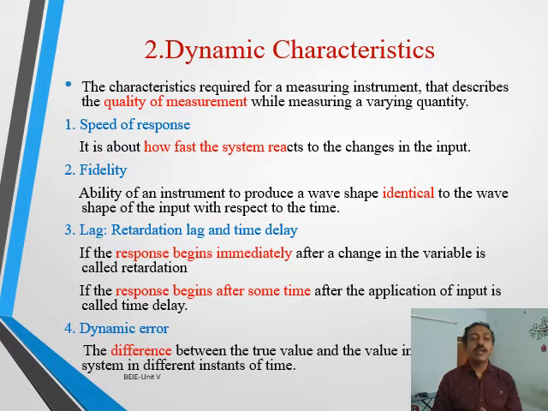Then fourth one is dynamic error. This error is due to some unknown causes. That is, we cannot find what is the reason. But if you are taking a measurement at one time and then taking the measurement at another instant of time, we can find there will be a difference. This error is called the dynamic error. This error cannot be eliminated, but it can be minimized by means of proper observation.